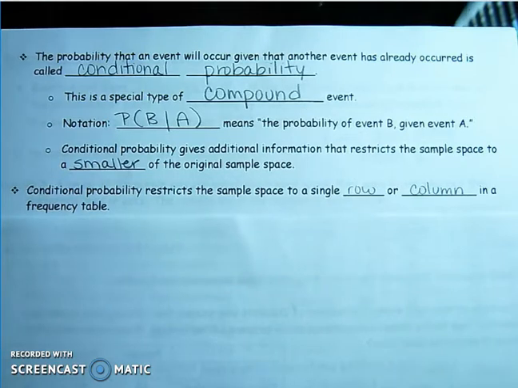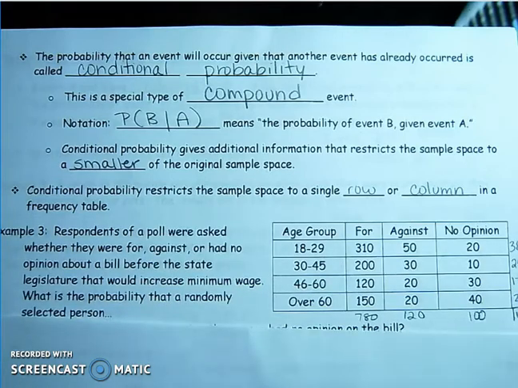If we're looking at the classroom right now and we say, what's the probability that a female is wearing green? We can automatically count out all the males in the class, so by reducing our population, it gives us a higher probability of picking someone. What it does on a frequency table is it restricts it to a row or a column based off what you're given. So let's look at an example.